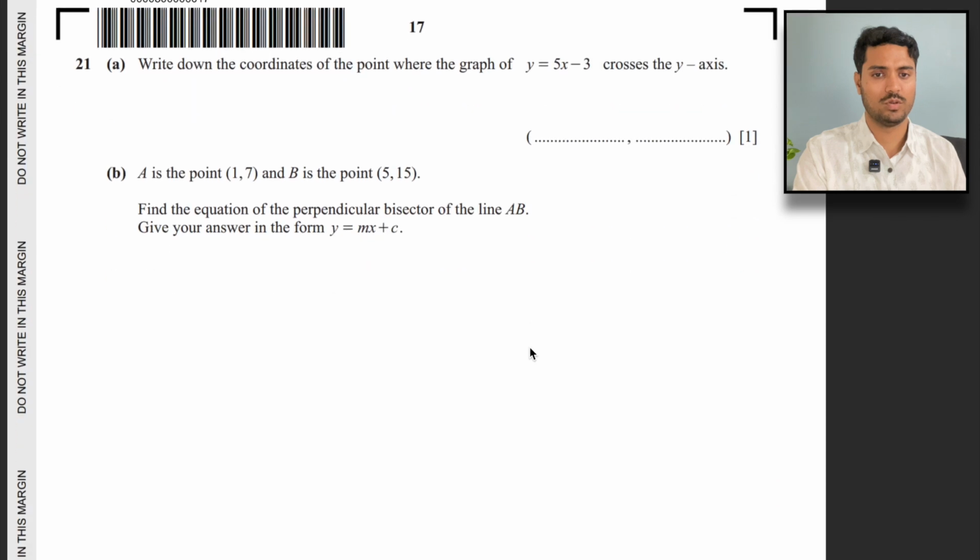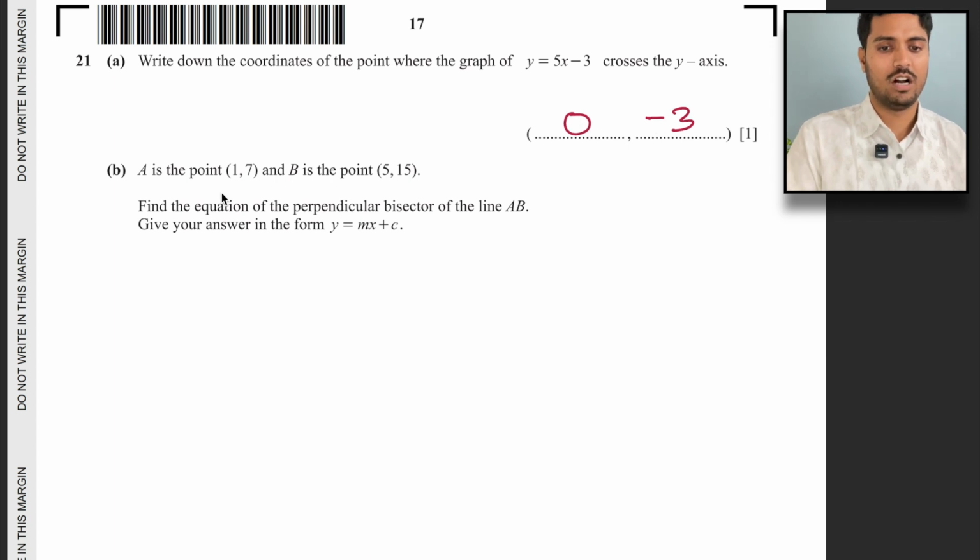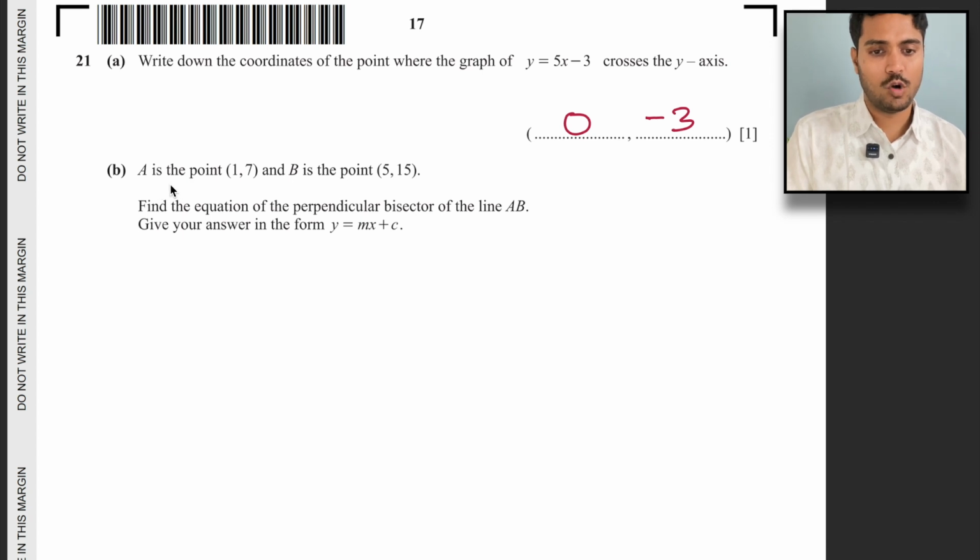Let's check question number 21. It says write down the coordinates of the point where the graph of y equals 5x minus 3 crosses the y-axis. Crossing the y-axis means x coordinate is 0. So x coordinate 0 and y coordinate negative 3. Part B, it says A is a point 1, 7 and B is a point 5, 15. Find the equation of the perpendicular bisector of the line AB, give your answer in the form y equals mx plus c.